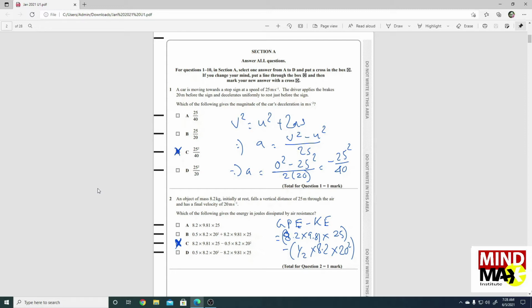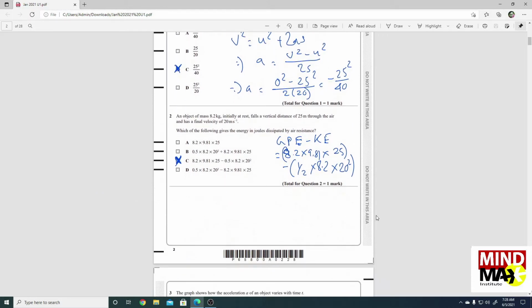So we use this formula to find the acceleration. It comes to negative 25 squared by 40. In the question they asked you to give the magnitude of the car's deceleration, just the value, not the sign. So the value is 25 squared by 40. That's what we wrote.